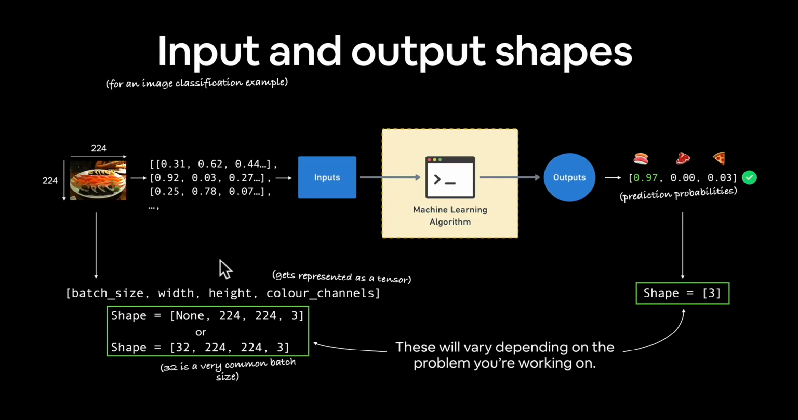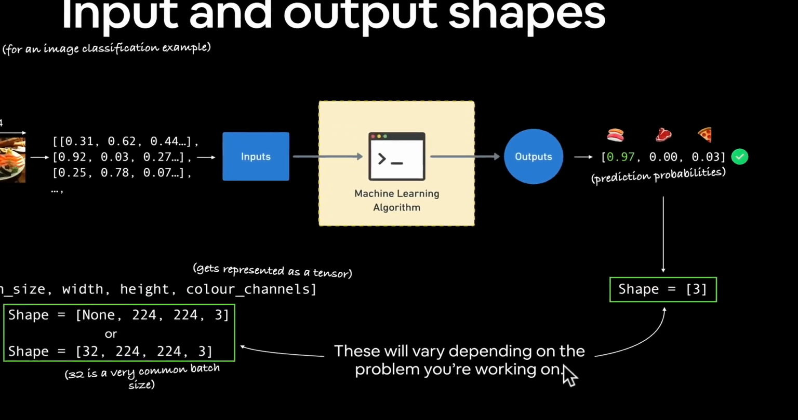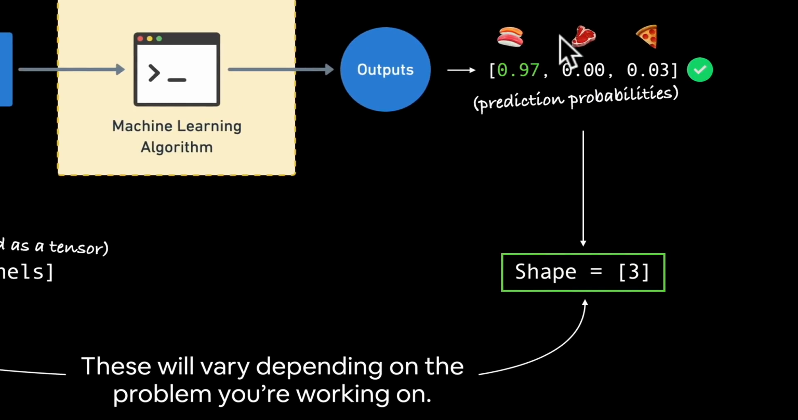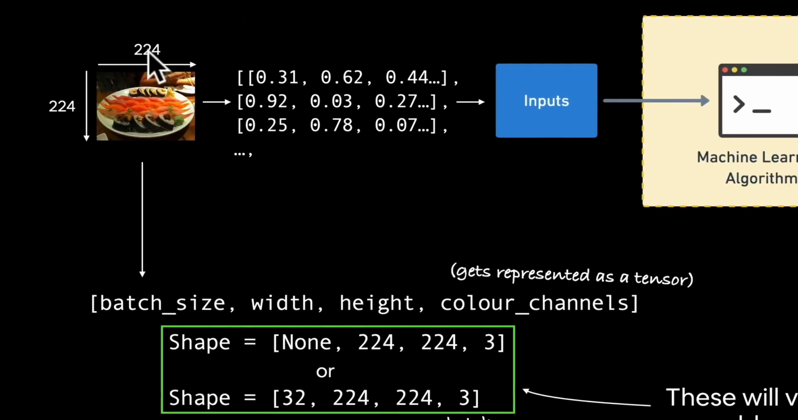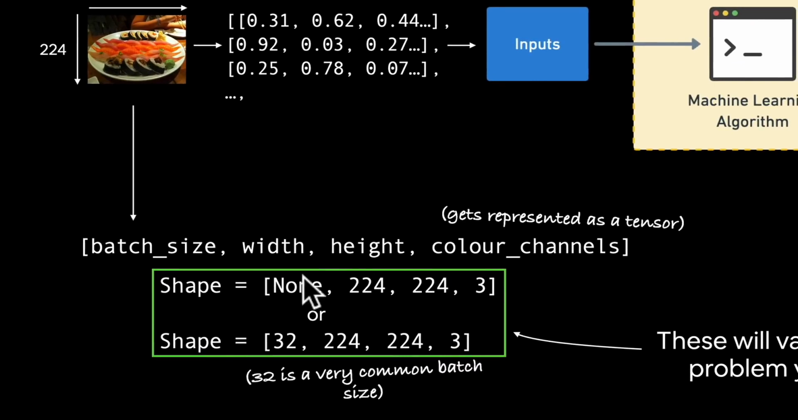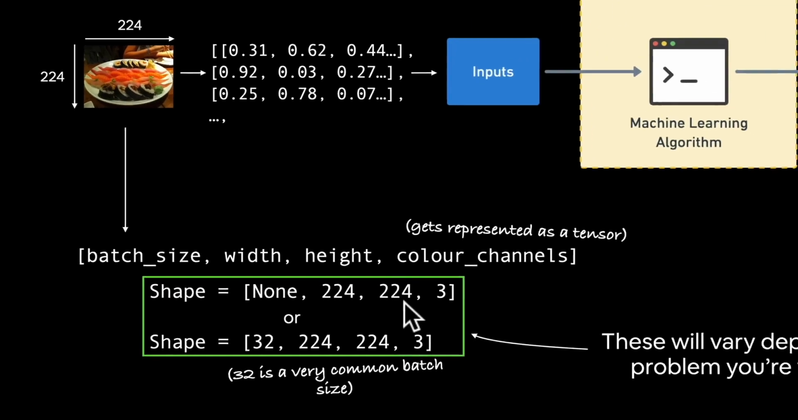Now, of course, this is for our image classification example. However, these shapes will vary depending on the problem you're working on. So what if we had 10 different types of food here? What do you think the output shape would be? Well, it might be 10. And say this image was 300 by 300. What might change here? Well, the width and the height might change to 300 and 300.